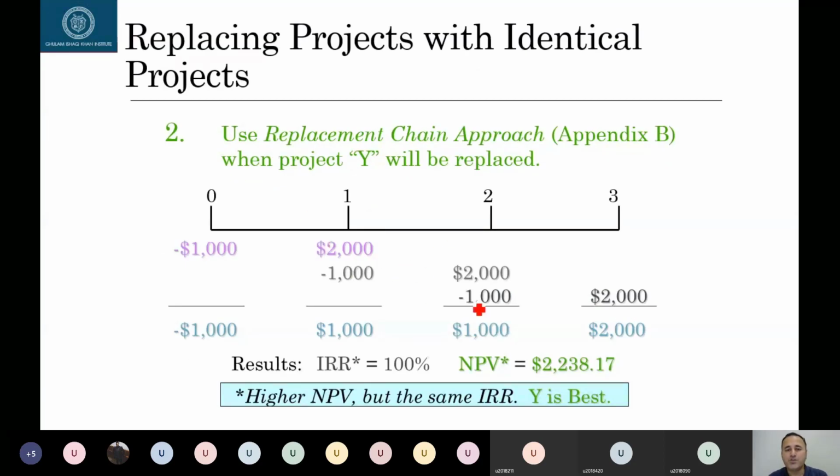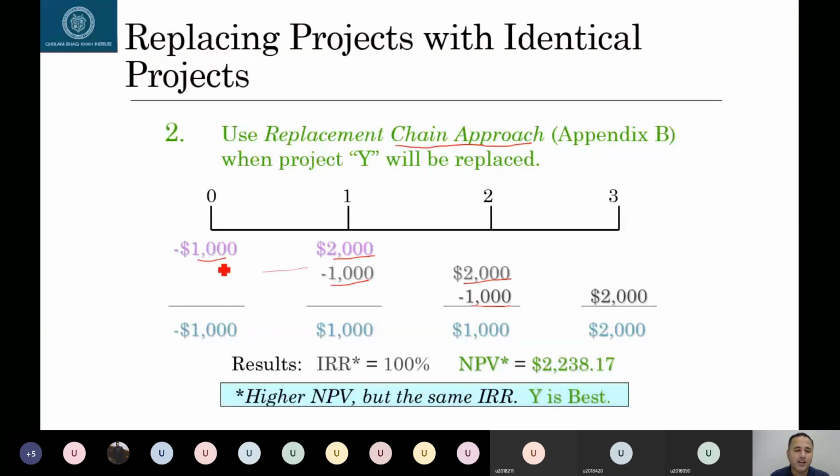Or what we can do actually, we can use a chain approach. But there is a big assumption here: let's say project number 2 is something that can be repeated. So I invested $1,000 now, and I'm getting $2,000 in year number 1. I again invest $1,000 in the same project, and I get $2,000 in year number 2.